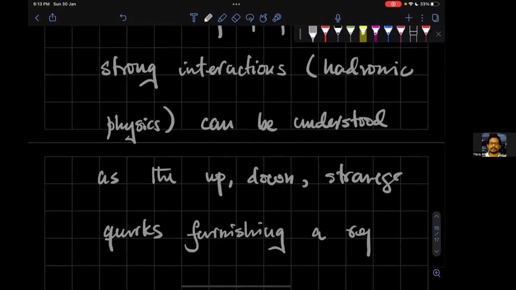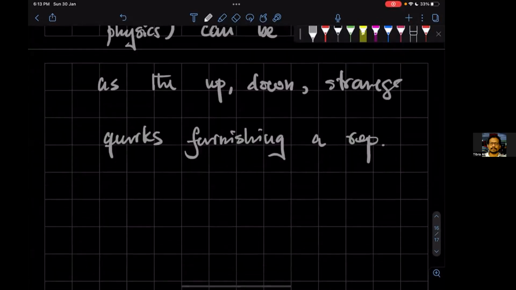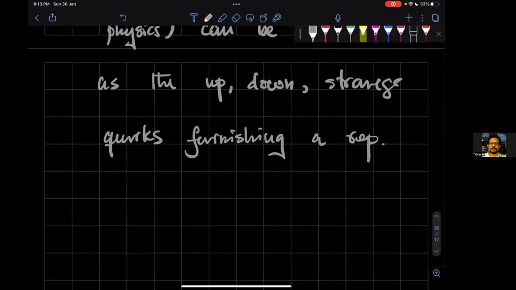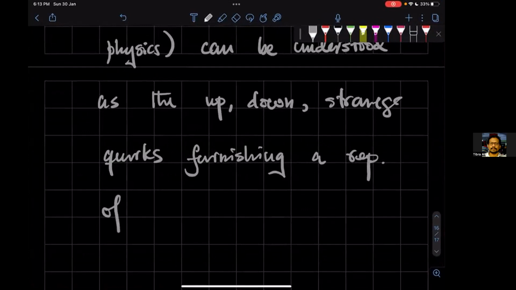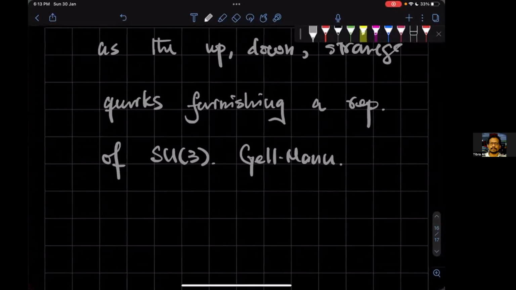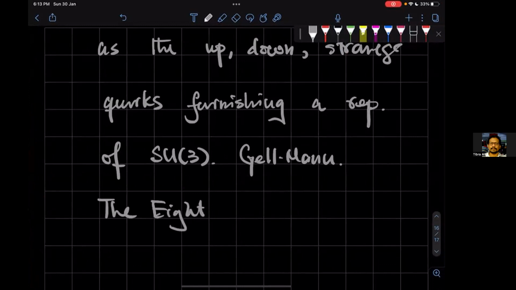a representation. Often I will use the shorthand rep for representation. It's kind of common in this business. So they form a representation of a group called SU3. Okay, and this was discovered by Murray Gell-Mann in his famous paper called the Eightfold Way. And he was even able to predict a new particle which was later found. So that's application 2, particle physics.